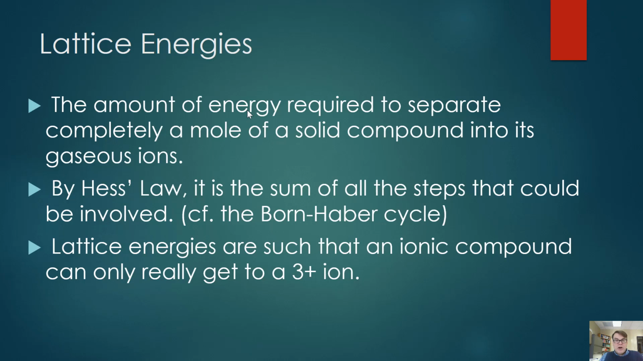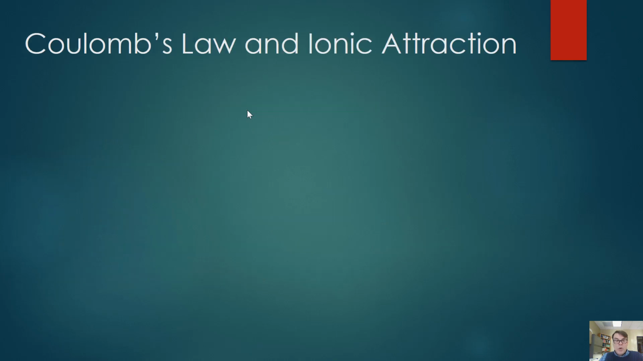Now, lattice energies are such that an ionic compound can really only go to like a +3. What I'm saying is that the amount of energy it would take to break a lattice apart is so great that this is why we tend to go to covalent bonds once we get much beyond a +3 kind of ion.